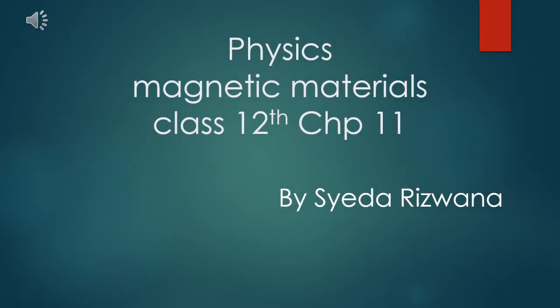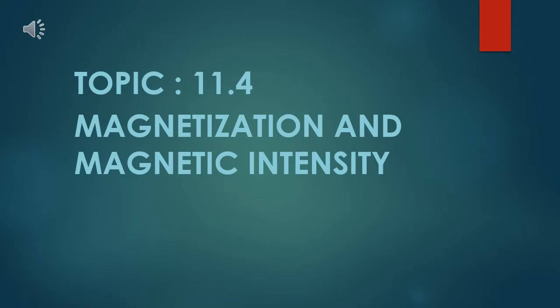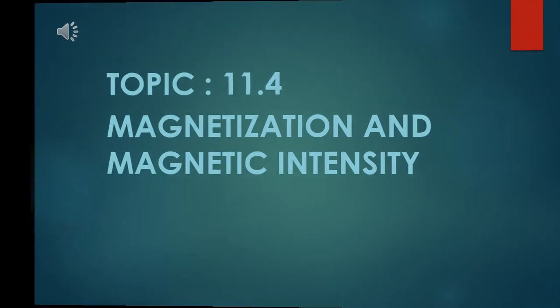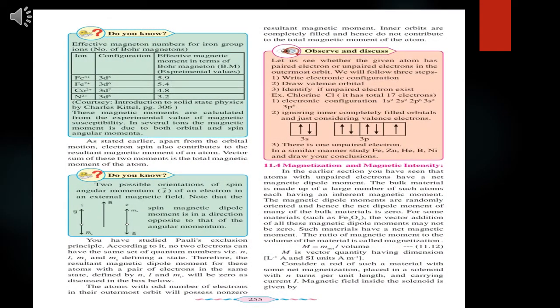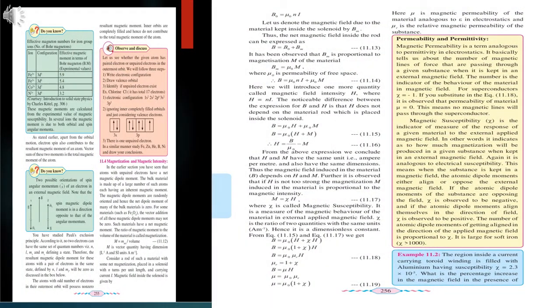So students, we are learning physics chapter number 11, magnetic materials from class 12th. This is topic number 11.4 in your book, and the name of the topic is magnetization and magnetic intensity. This topic starts from page number 255 in your textbook. You can see here the derivation for magnetic field intensity on this page.